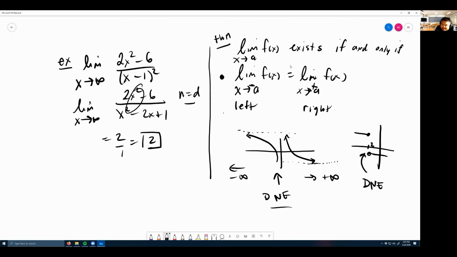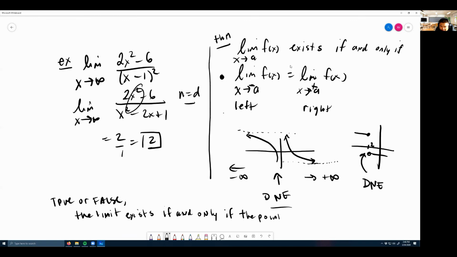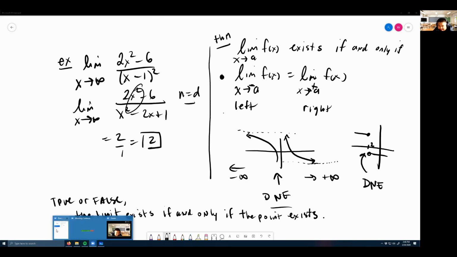Now, here's a really good true or false question. This is going into deeper calculus questions. True or false? The limit exists if and only if the point exists. I'll leave it at that for you guys to think about. Tonight's homework does have some true or false questions, and I can go ahead and talk about them next time. But this is basically the end of the lesson.